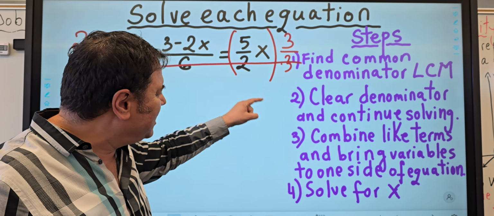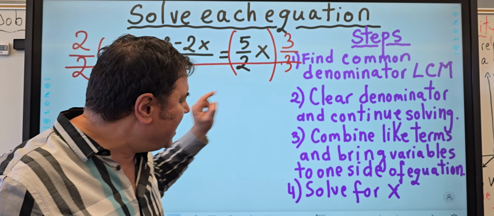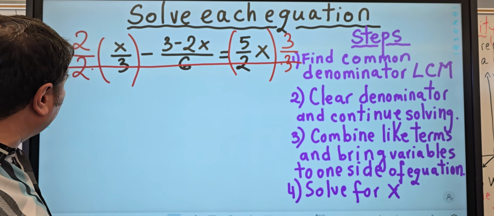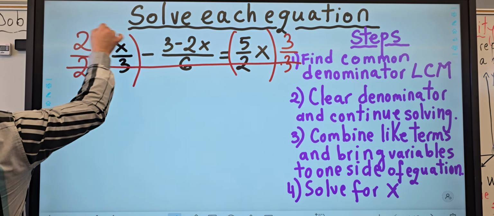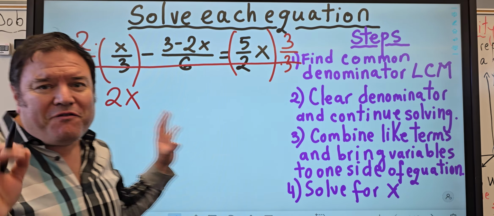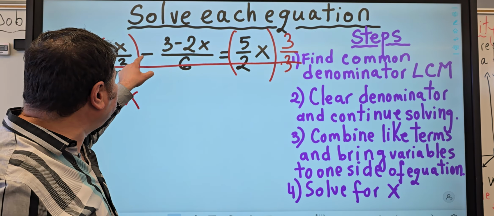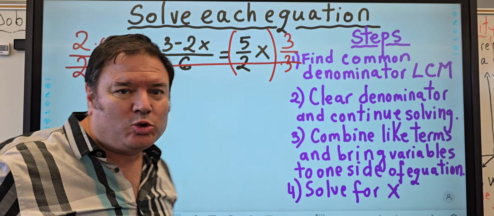Let's take a look at step number 3. So step number 1 is done, step number 2 is done, and now step number 3, we're going to solve the equation. Let's continue to solve here. So 2 times x becomes 2x. And now be very, very careful because we have a negative and then we have 2 terms, 3 minus 2x.